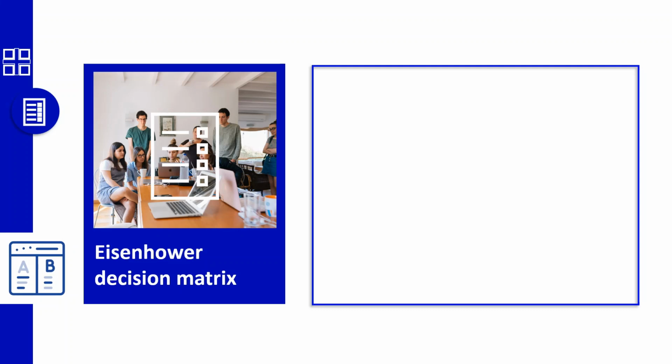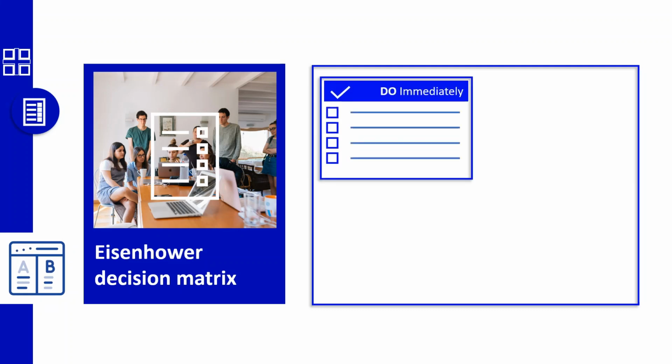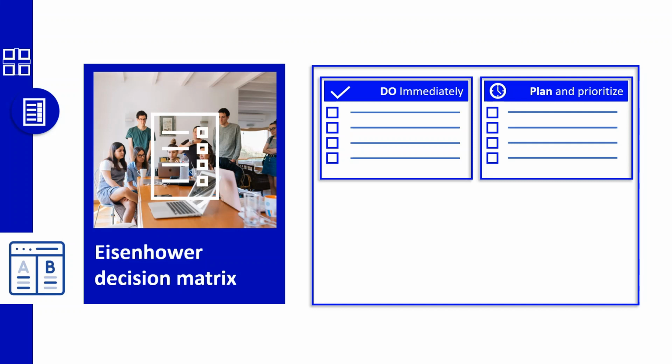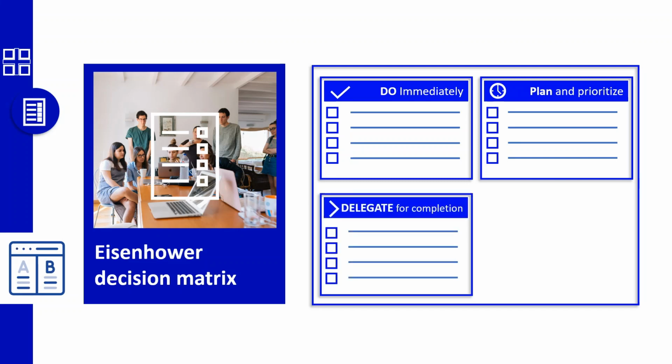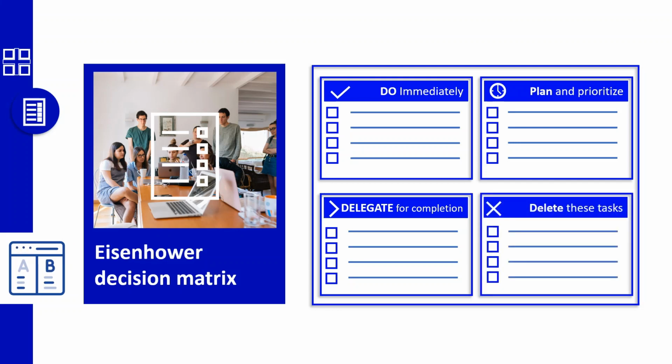Tasks in Quadrant 1 are both important and urgent and should be completed first, while tasks in Quadrant 2 are important but not urgent and should be scheduled for later. Tasks in Quadrant 3 are urgent but not important and can be delegated or deferred. And tasks in Quadrant 4 are neither important nor urgent and can be eliminated or deferred.